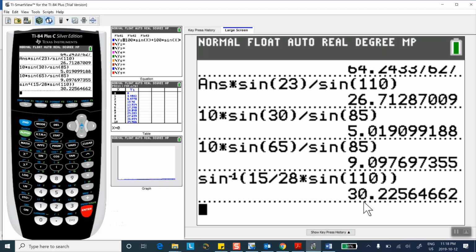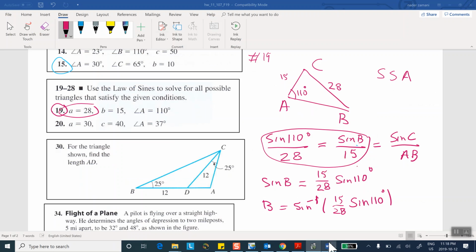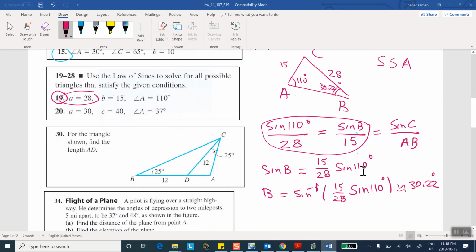So that's going to be 30.2222. So this angle is approximately 30.22 degrees. We found that angle approximately 30.22. Now, what can we do here?